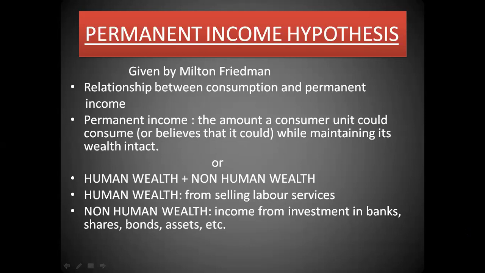Now, what exactly is this permanent income? This is the income that we are going to receive in the long run. It is the amount a consumer could consume while maintaining its wealth intact, or you can say the income that he is going to earn in the long run. We can divide it into two parts. It's basically a summation of human wealth as well as non-human wealth. Human wealth is when we sell our labor services or provide factor services. Non-human wealth is the income that we receive from investment in banks, shares, bonds, etc. Whatever capital assets we have, if we are generating any income out of them, that becomes our non-human wealth. So permanent income is that which remains stable in the long run.